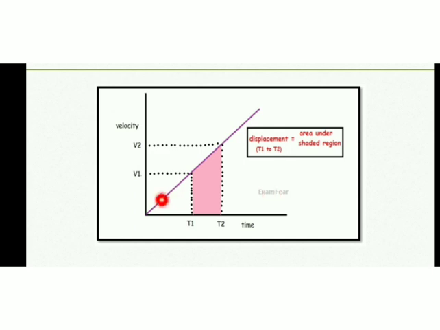If you want to find out the displacement of the object throughout the journey, you should consider the whole portion below this graph. But if you want to find out the displacement of the object between any 2 points on the time axis, then just shade that area respective to the time and then find out the area under that shaded region. That area will be equal to displacement.